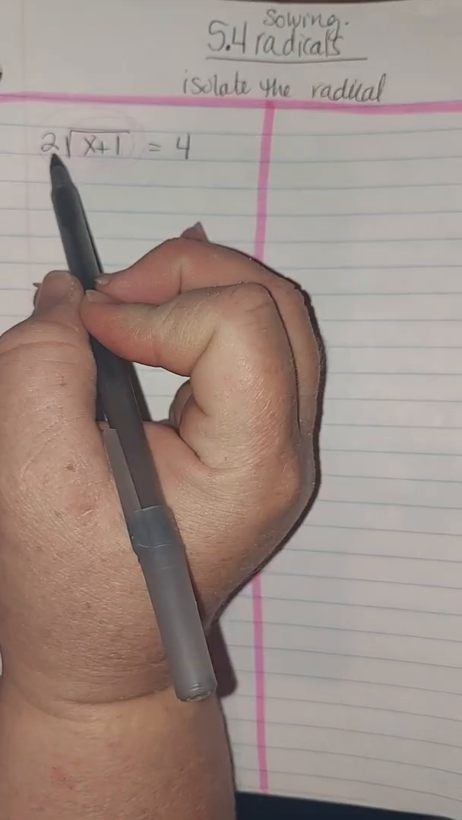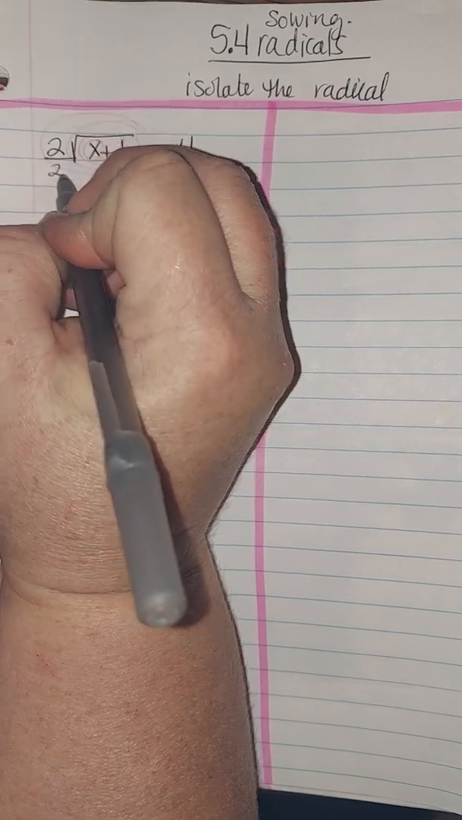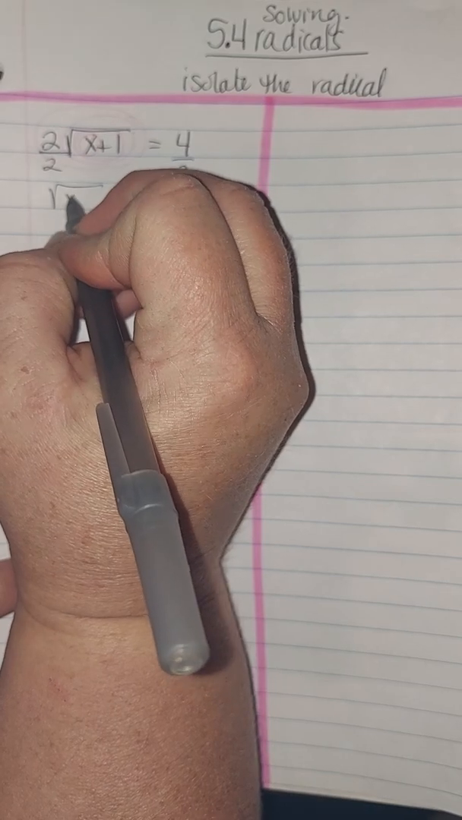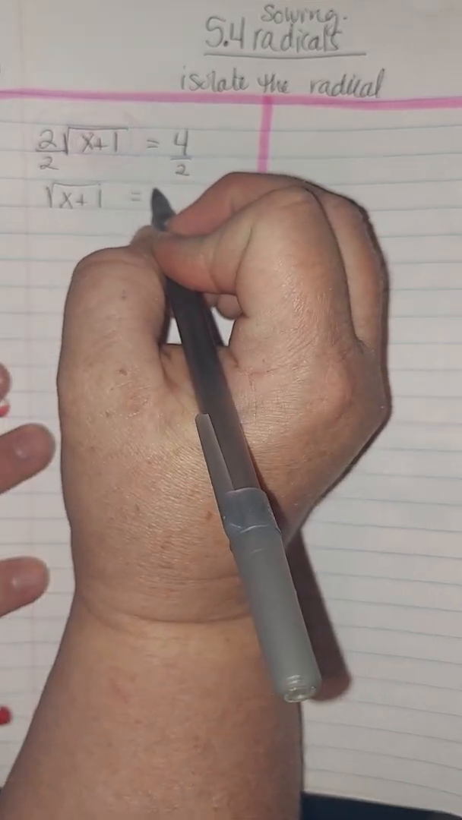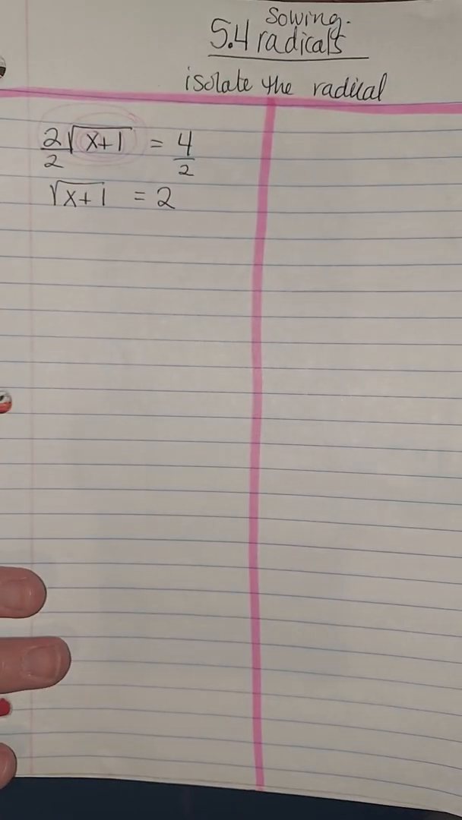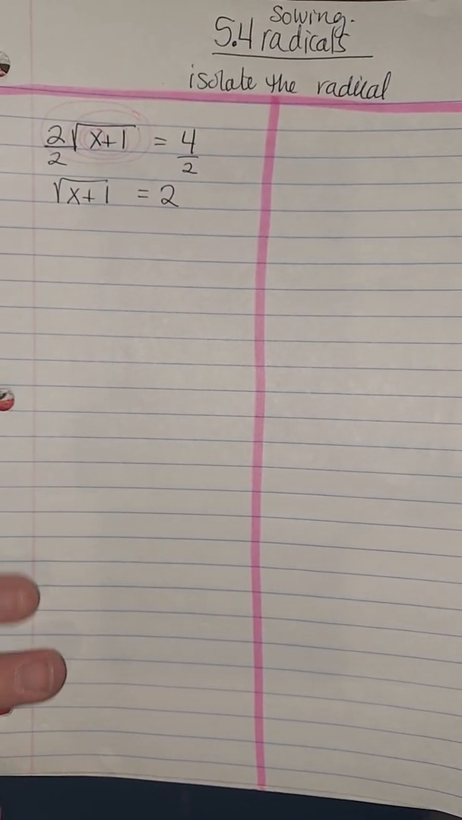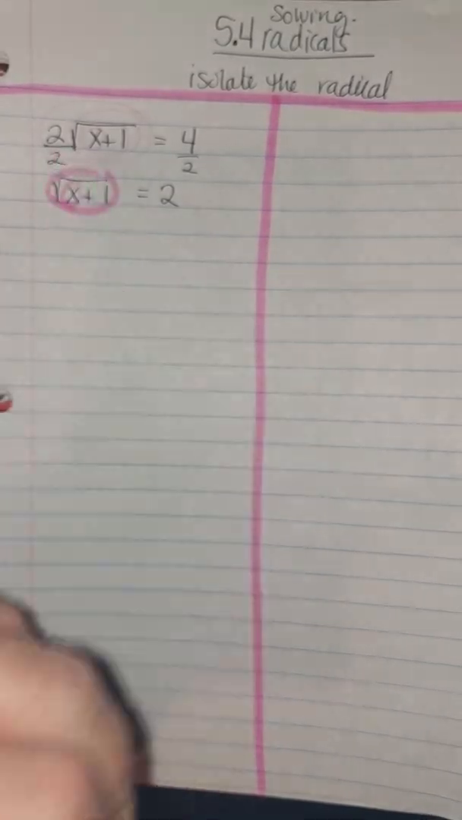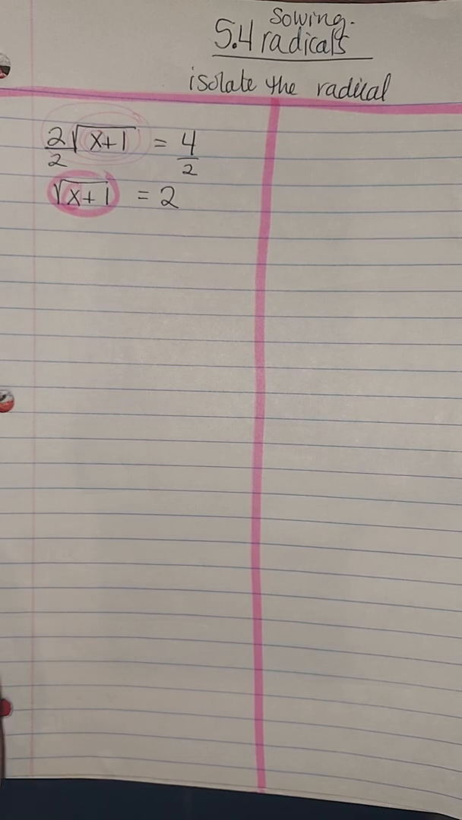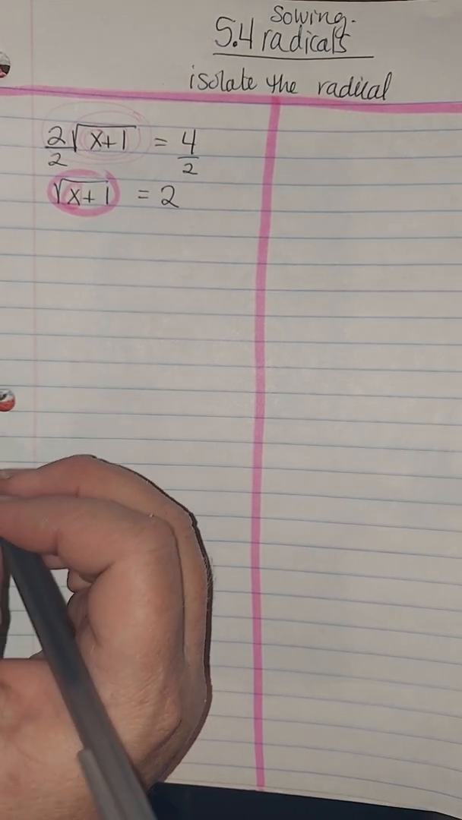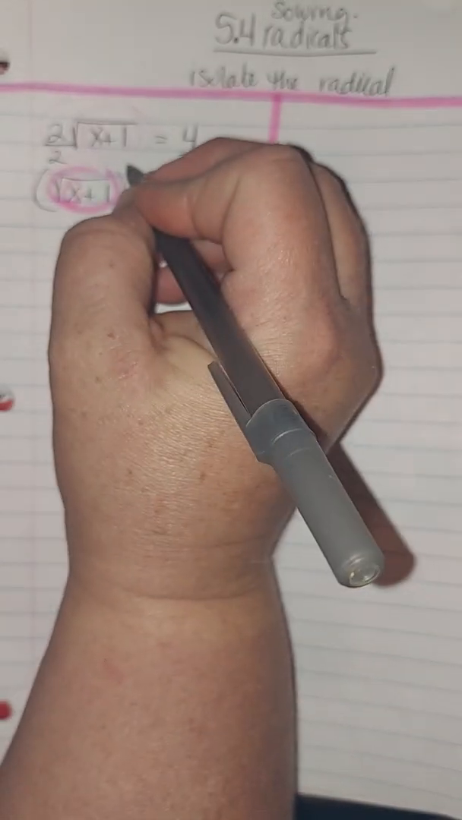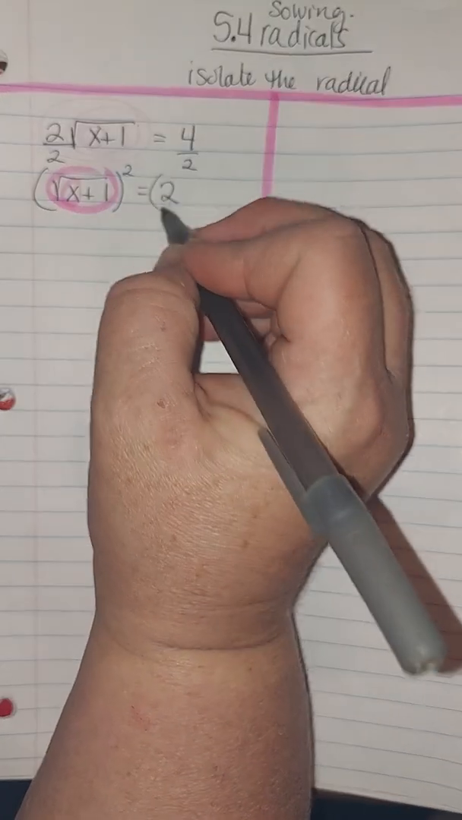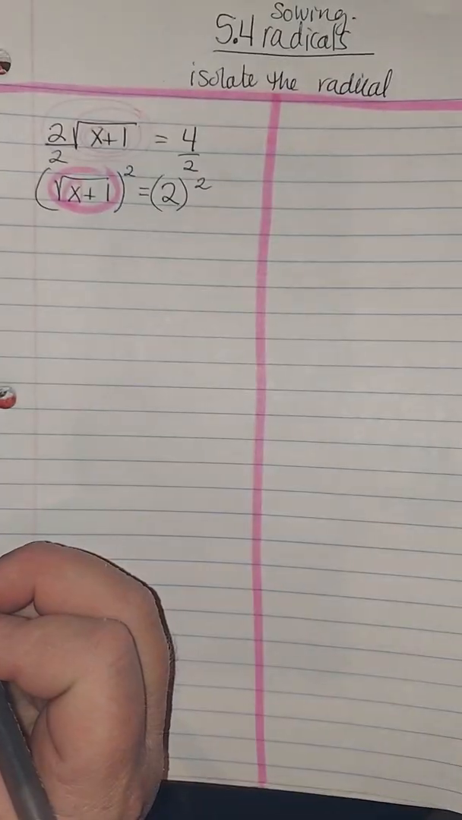All right, so the first thing I'm going to do is get rid of this 2. So I'm going to divide by 2 on each side. Okay, and then I'm going to do square root of x plus 1 equals 4 divided by 2 is 2. Now, again, what is the opposite of taking the square root of something? Right, squaring each side. So we're going to square this side. And what I do to one side, I do to the other. So I'm going to square the other side.